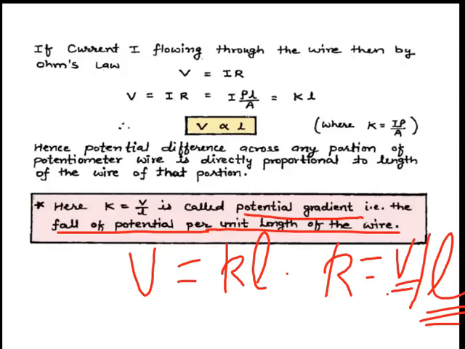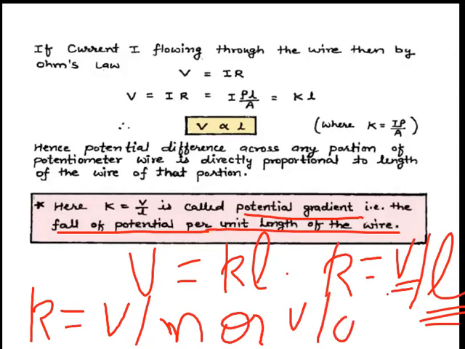So what is potential gradient? It is the potential drop, how much the potential has fallen, per unit length of potentiometer wire, right? And what will be its unit? Volt. The unit of K will be volt per meter, or it can be volt per centimeter, right children?